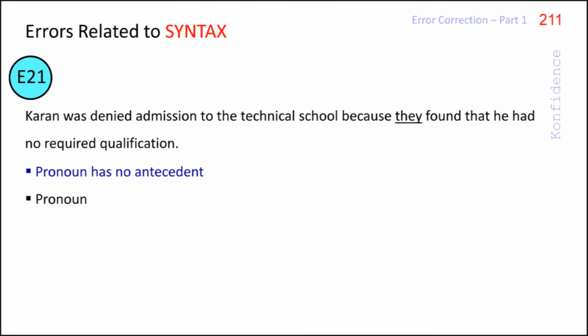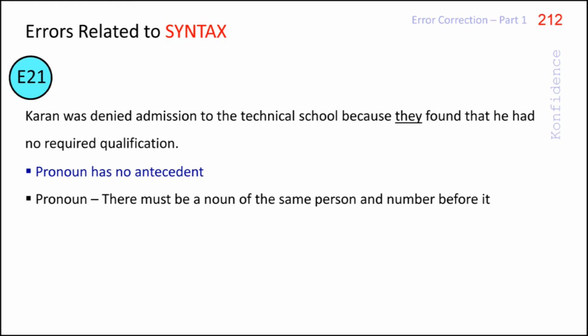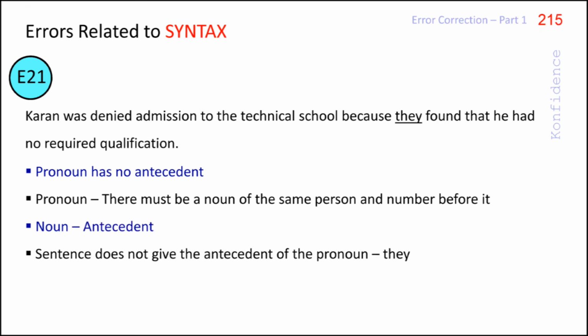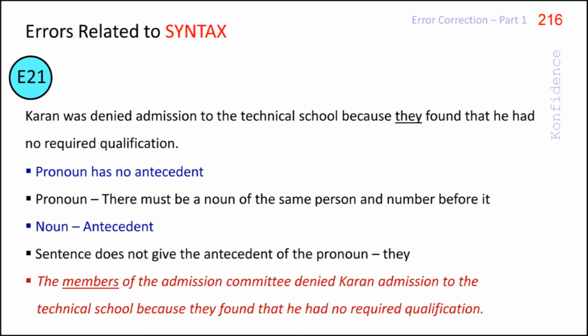If a pronoun is used in a sentence, there must be a noun of the same person and number before it. This noun is called the antecedent. Here the sentence does not give the antecedent of the pronoun they. We do not know who is this they. So the sentence must be rewritten like this. The members of the admission committee denied Karan admission to the technical school because they found that he had no required qualification.